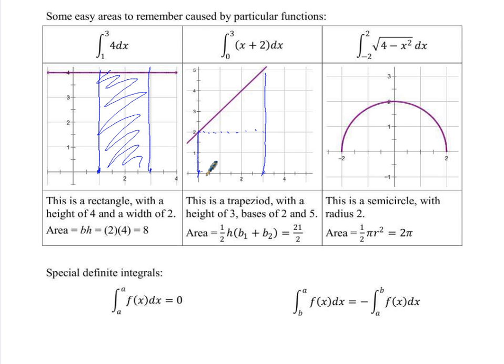Otherwise, you have 2 times 3, which is 6, and then 1/2 times 3 times 3, which is 9/2. 6 plus 9/2. You'd wind up getting the 21/2 as well. Okay? That's your second major shape that we're going to see.